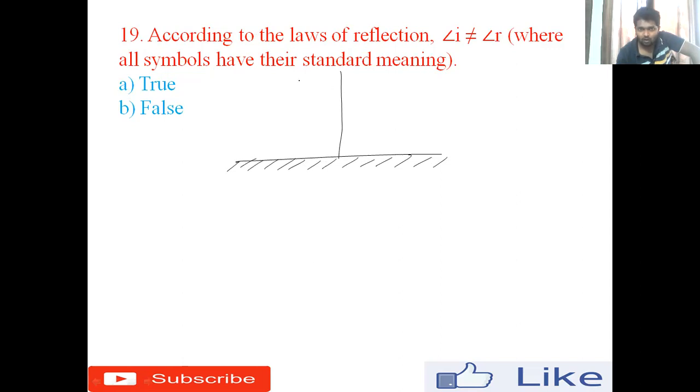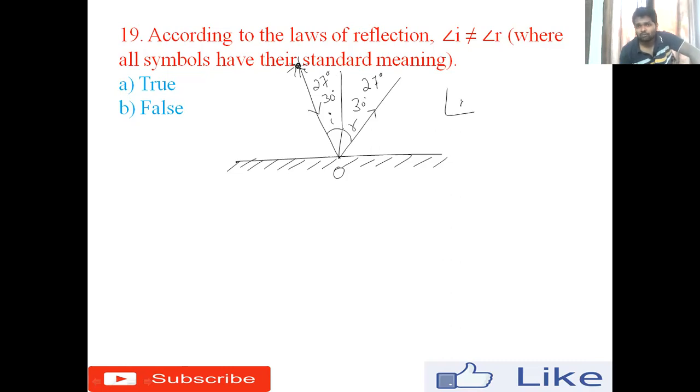Now what will happen? This is the normal, and this is the incident light ray. I'll call it the angle of incidence i. It is coming from some source, any source. So this is the incident light ray and this is the reflected light ray. r stands for angle of reflection. This is the point of incidence. Let me say the light ray hits the surface with 30°. Obviously, it will reflect with 30° only. Say it hits the surface with 27°, it will reflect with 27°.